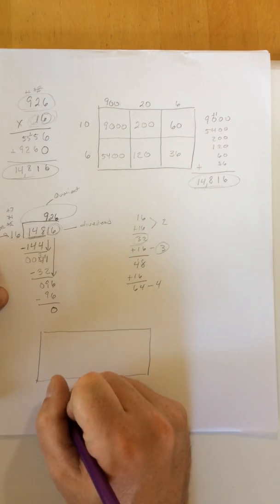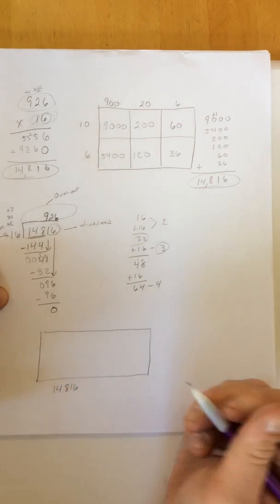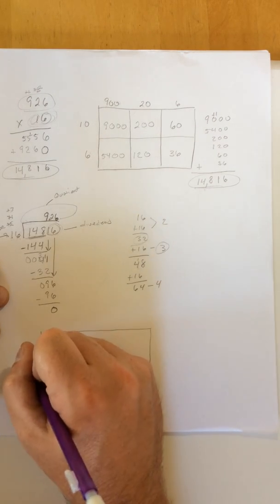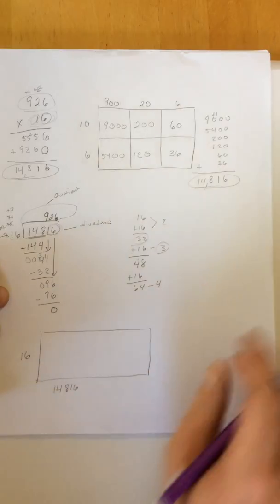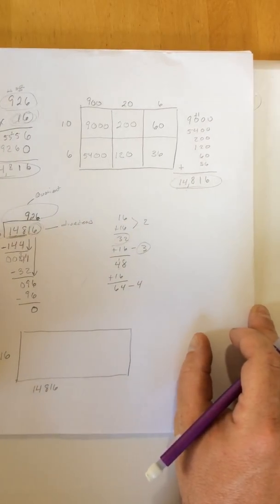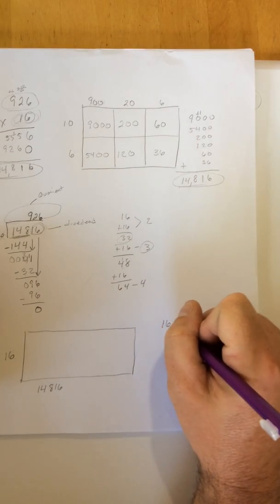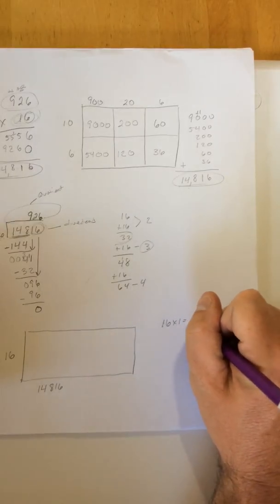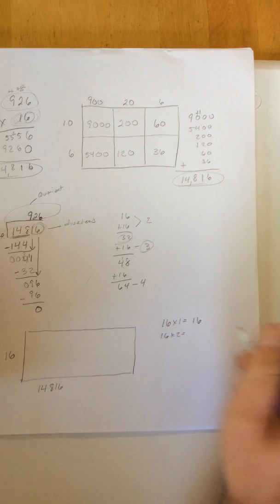So what I'm going to do is take my end number, which is 14,816, and put it down below. And then I'm going to take my 16 and put it out here. Now, I did this briefly last week, and we're going to see how much you guys remember. We talked about making some easy multiplications off to the side. Well, 16 times 1 is 16. 16 times 2 is 32.